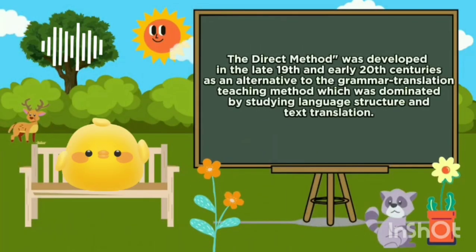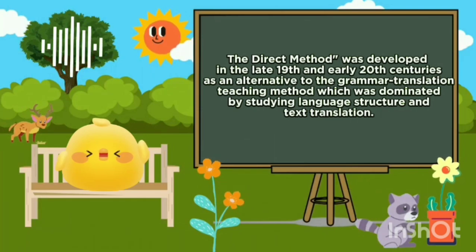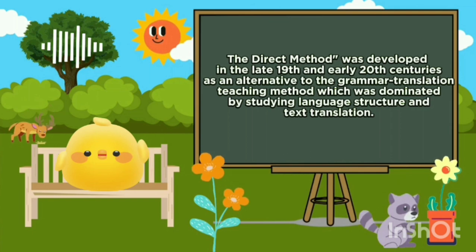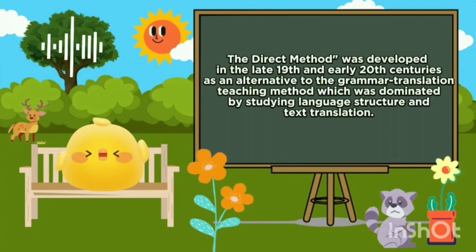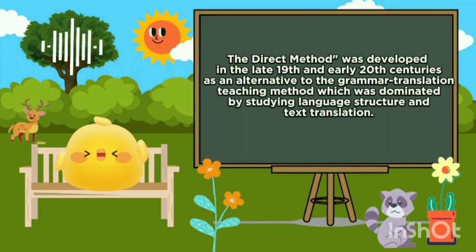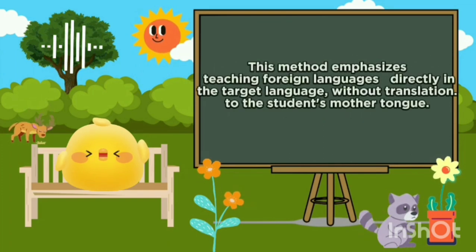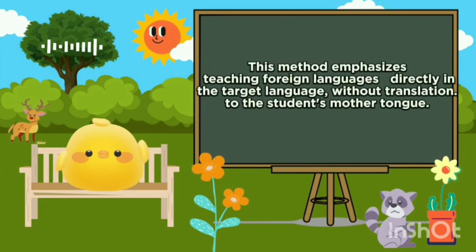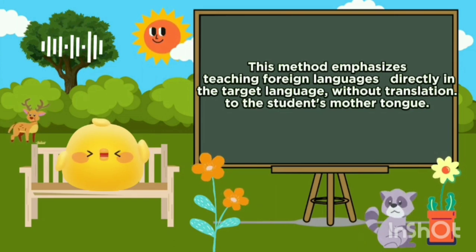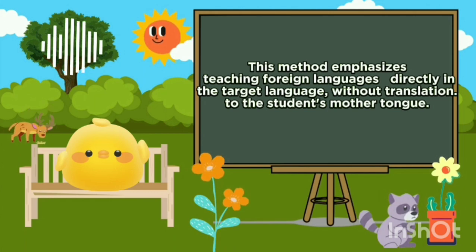The direct method was developed in the late 19th and early 20th centuries as an alternative to the grammar translation teaching method, which was dominated by studying language structure and text translation. This method emphasizes teaching foreign languages directly in the target language without translation to the student's mother tongue.